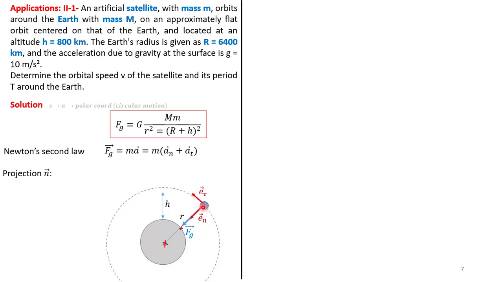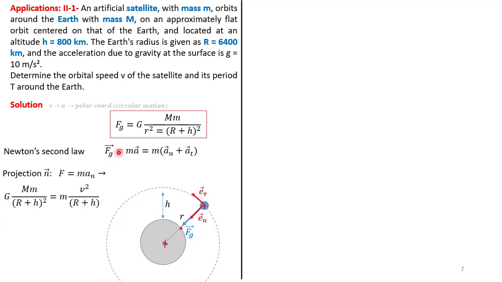En, in fact, is centripetal. It's directed toward the center of the circle, so it's directed toward the center of the Earth in this way. And we can draw e tau, the tangential unit vector, as follows. It's a vector which is perpendicular to en, and it's directed in the direction of the motion. The projection of Fg on the normal will give Fg because the gravitational force is centripetal. It's directed toward the center of the Earth.